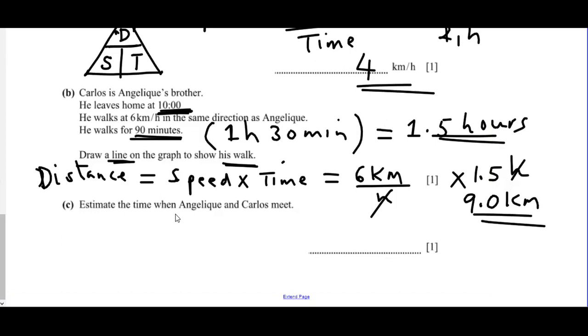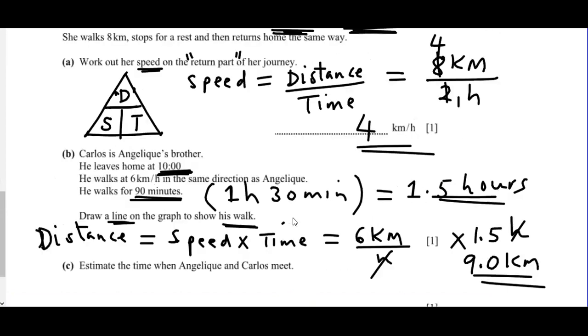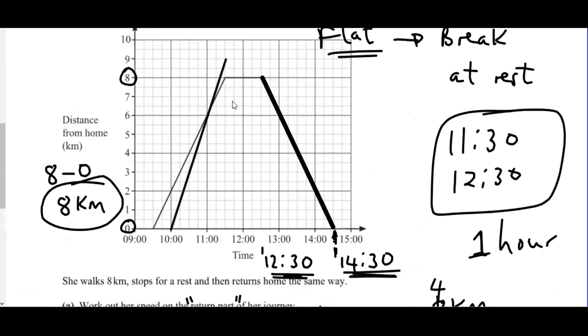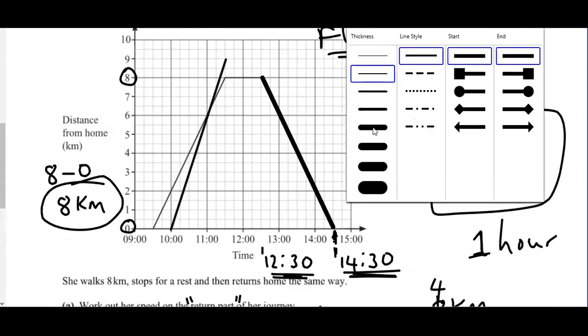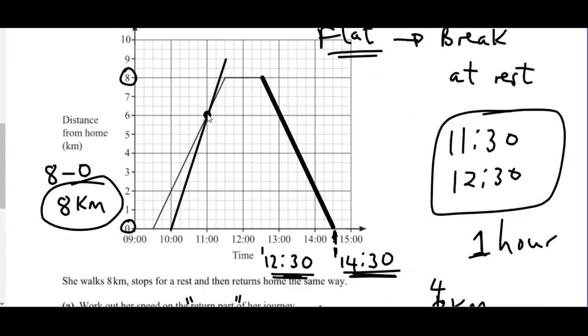Estimate the time when Angelic and Carlos meet. What time did they meet? Can you see this point of intersection? The point of intersection is here. That is the point where Angelic and Carlos met.